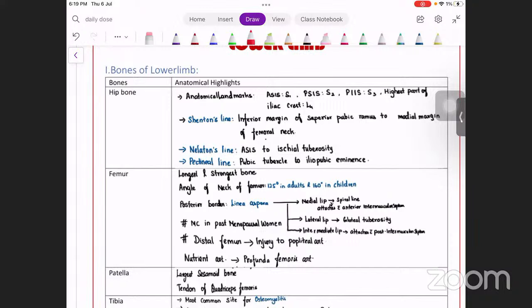Dorsal scapular nerve, C5. Long thoracic nerve, C5, C6, C7. Nerve to subclavius, C5, C6. Suprascapular, C5, C6. Musculocutaneous, C5, C6, C7. Median nerve, C6, C7, C8, and T1. Ulnar nerve, C8, T1. Axillary nerve, C5, C6. And radial nerve, C5, C6, C7, C8, T1. That's why the radial nerve is also called the thickest nerve of your brachial plexus.